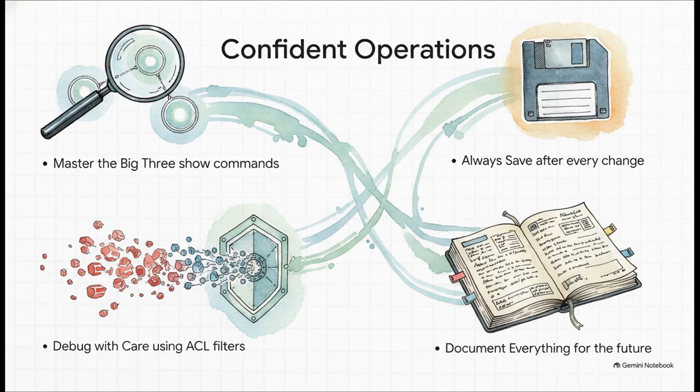These are the 4 fundamental principles you must follow to avoid catastrophic downtime. First, master the big 3 show commands: interface brief, route, and running config. Honestly, they solve about 80% of your problems. Second, always save your config after a change. Unsaved work is gone forever on a reboot. Third, debug with extreme care. Always use an ACL filter when running a debug command. Otherwise, the sheer volume of packet tracing can overload the CPU and crash your entire production router. Nobody wants to be that person. And fourth, document everything using descriptions and remarks.